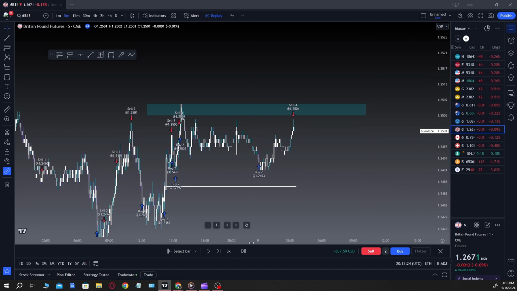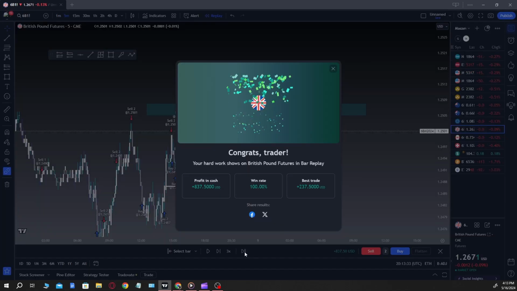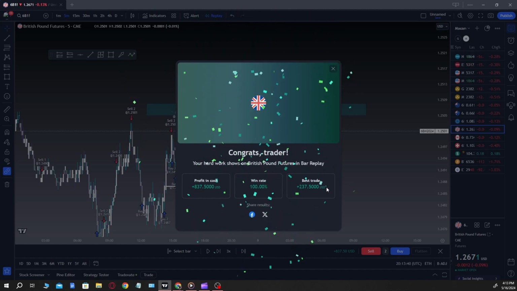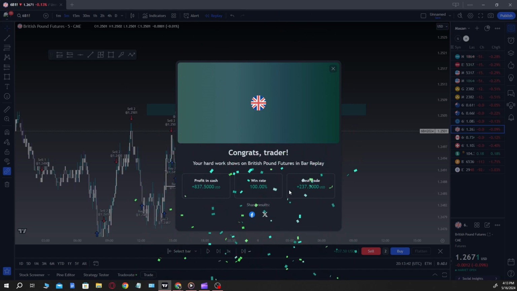So here's what I'm gonna do. I'm gonna go ahead and fast forward. I'm gonna jump to real time, and I'm gonna show you guys the win rate here, and it's gonna be insane. Right? So as you can see, the win rate is 100%. Our best trade was $237, and we have 837 profit in cash.